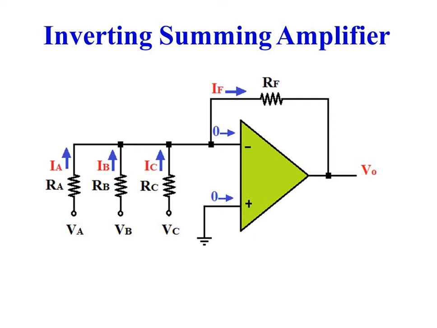RC is the resistance connected between VC and the inverting input of the operational amplifier. The non-inverting input is connected to ground. A feedback resistance RF is connected between the output and the inverting input of the amplifier. Currents IA, IB, IC and IF are the currents flowing through resistors RA, RB, RC and RF respectively.